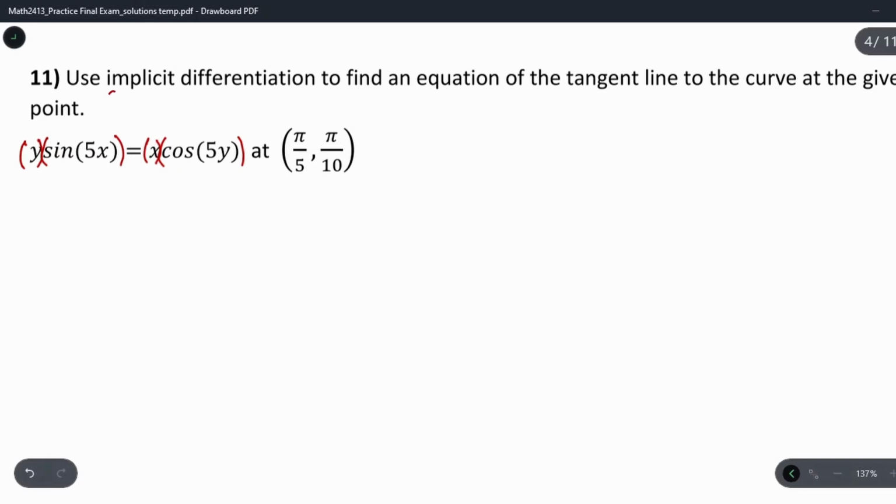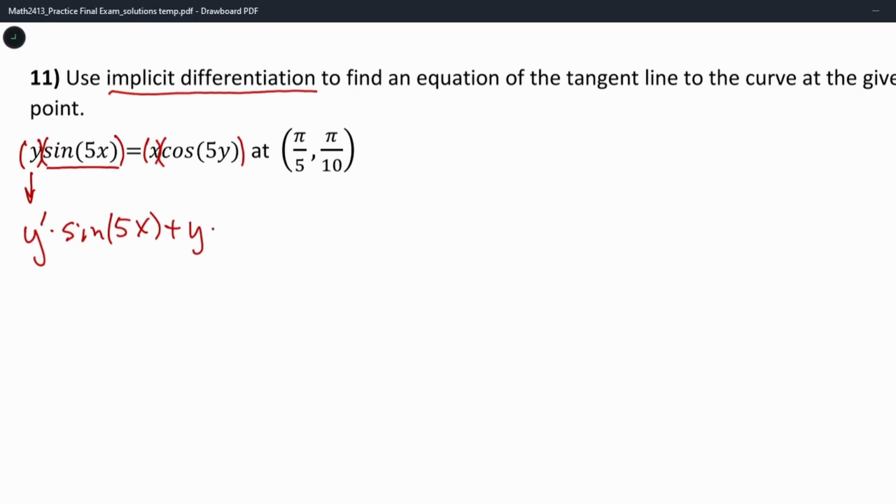And just as a reminder, when you're doing implicit differentiation, anytime you differentiate a y variable, you have to attach a y prime. Here we go. First, the derivative of the first. The derivative of y is 1. But since it's a y, we have to attach a y prime. We have the derivative of the first times the second plus the first times the derivative of the second.